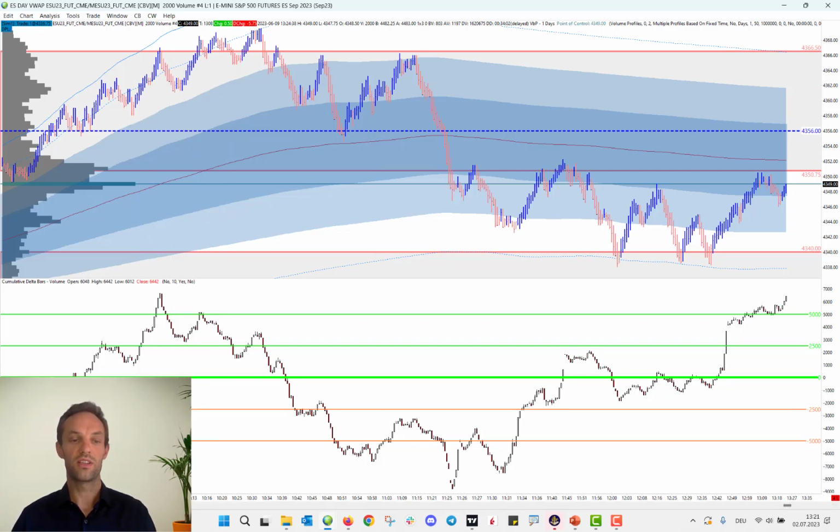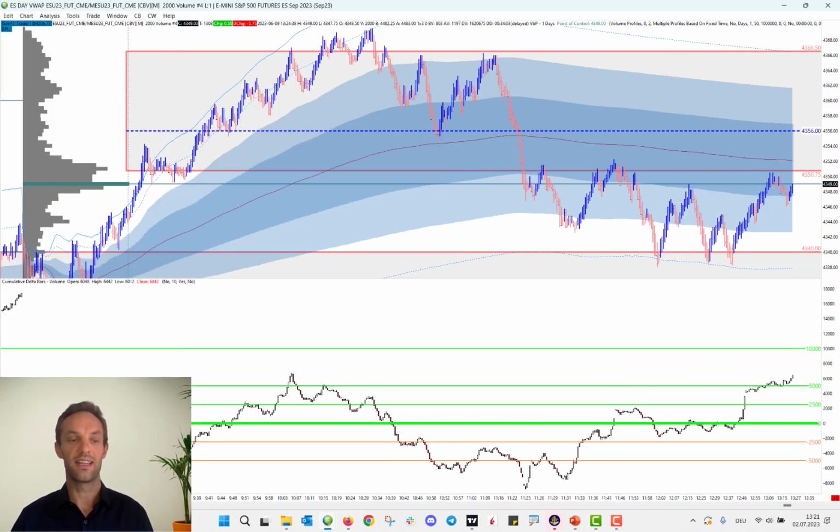So as mentioned, cumulative delta every day starts at 0. So this is here the 0 line, the thick green line, and it starts at 0 every day because we as traders want to get the sentiment of every day. So we put this to 0 at the beginning of each day.